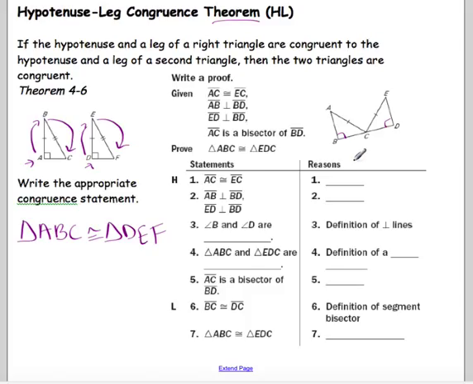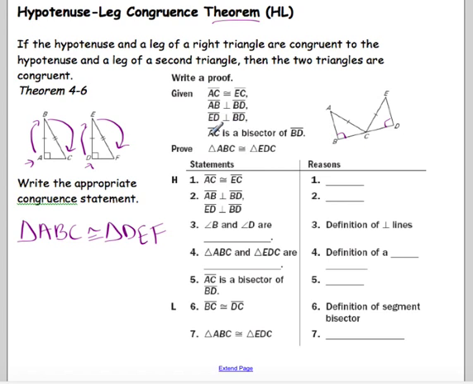To use hypotenuse leg in a proof, you must name your right angles, and then you must say that the triangles are right triangles. That's very important. It seems kind of silly, but you always have to do that. Don't forget to do both of those items in the proof.